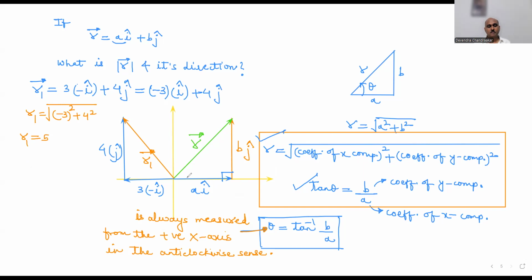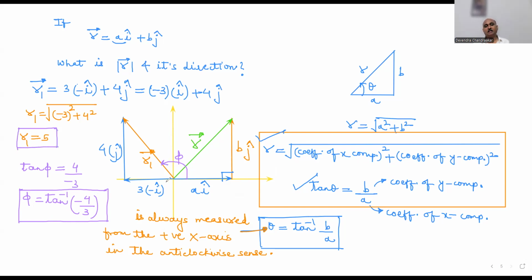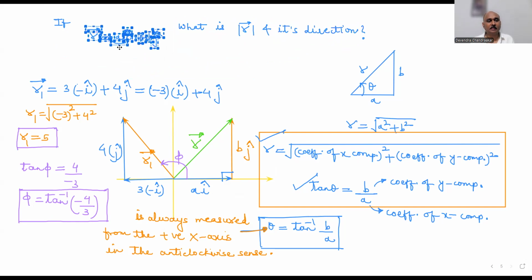Yes or no? Yes. The angle is always measured from positive x-axis in anti-clockwise sense. So tan phi is equal to 4 upon minus 3, or phi is tan inverse of minus 4 by 3. Clear? Say yes or no. Yes, sir. So this is how we measure the angle. This is how we represent the angle. Okay. If you have any doubts, please ask. So when a vector is given as a sum of its components, this is how we find its magnitude and direction.